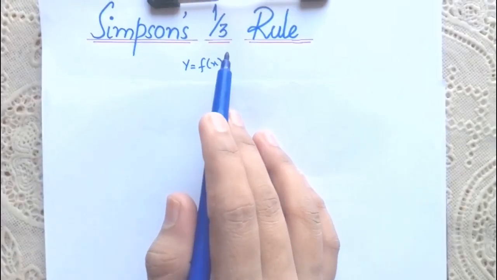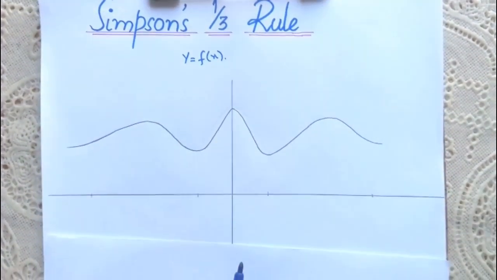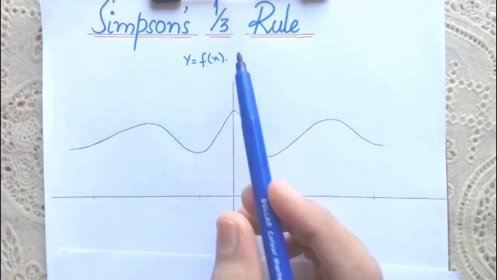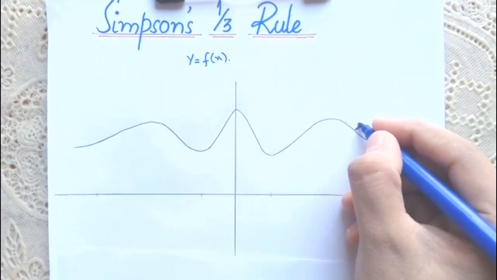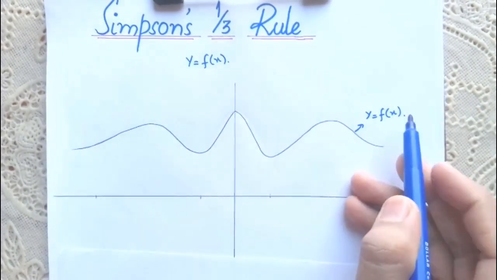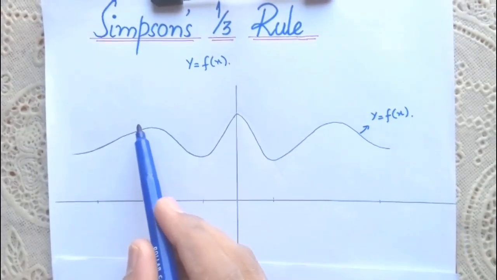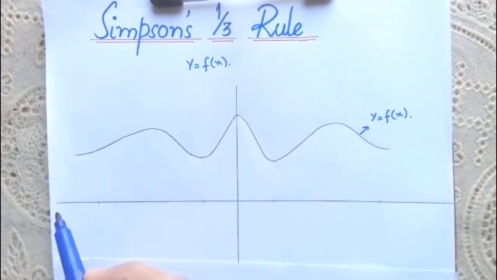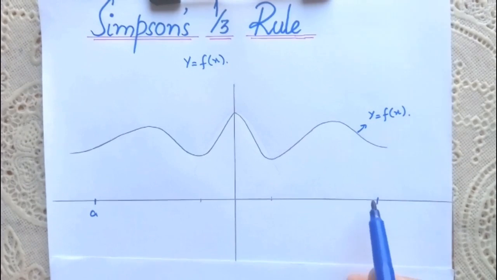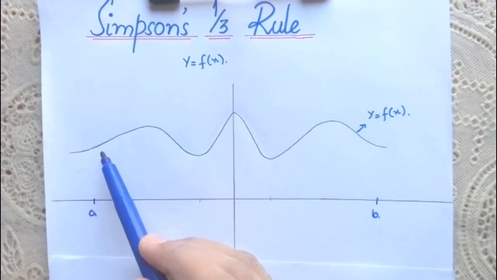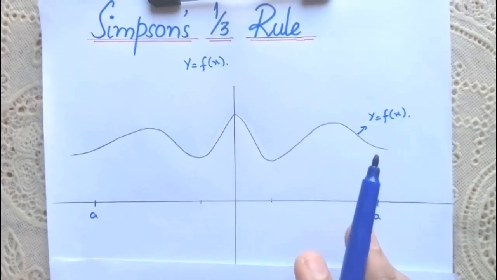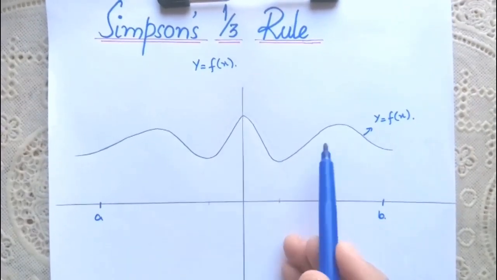So let's start the derivation, and let's suppose this is the graph of the function y is equal to f of x. Now we have to find the definite integral of this function in the interval a to b, means we require the area under this curve in the interval a to b, right? Let me take 3 points on this curve.